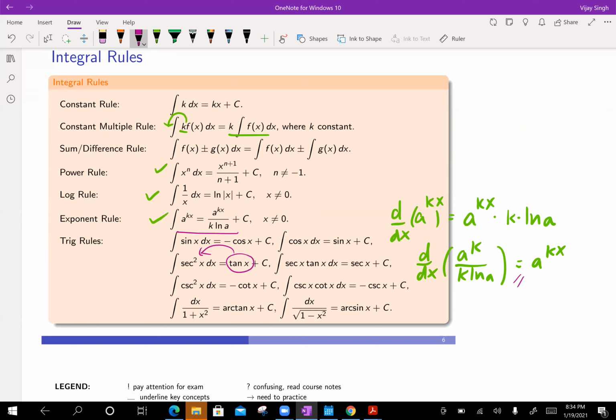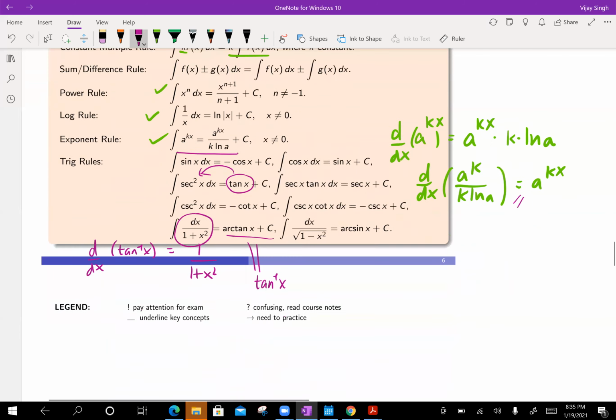Now note that arctan is the same as tan inverse x. So the derivative of arctan x is 1 upon 1 plus x square. And hence the antiderivative, or the integral, of dx upon 1 plus x square is arctan x. Arctan x is basically another name for the same tan inverse x, just an alternate notation. So these are the rules of integrals. Now let's use them to do some problems.